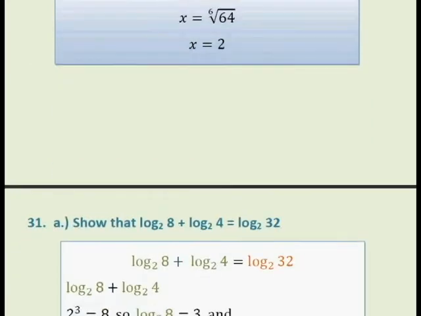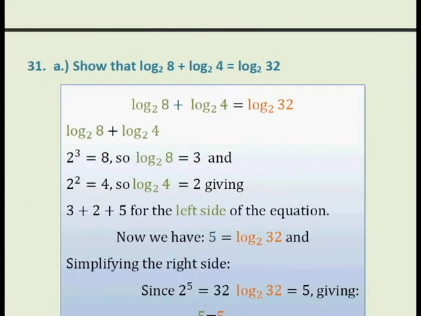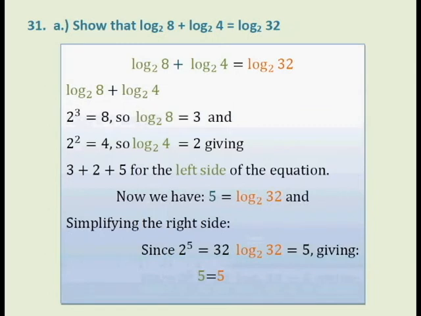Okay. Number 31 is a show that. Now a show that is a proof. Believe it or not, it's an algebraic proof, and whenever you see the word show that, you'll know it means prove. And it's really not that difficult to do when you look at this. I know you'll say it's terrible, but it's not. Log base 2 of 8 plus log base 2 of 4 is equal to log base 2 of 32. You write this statement exactly as it appears.